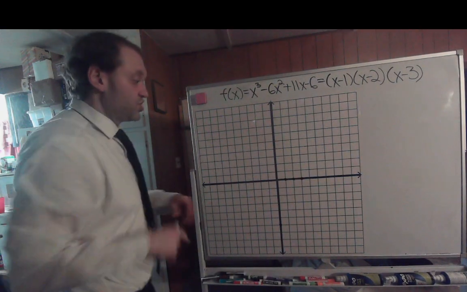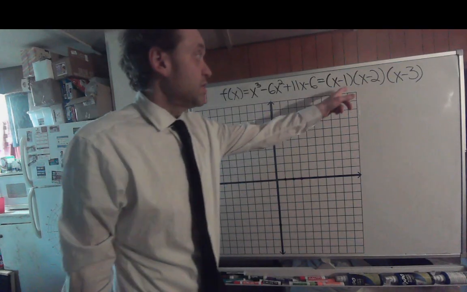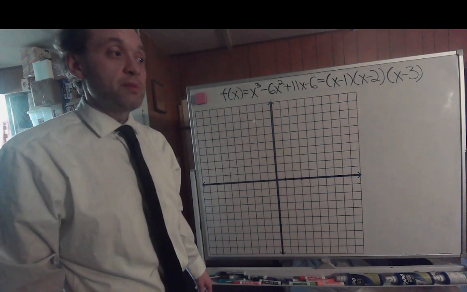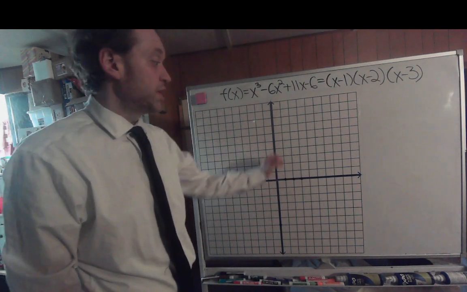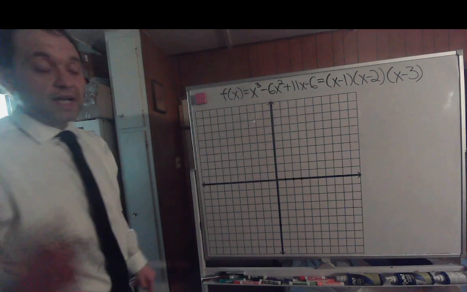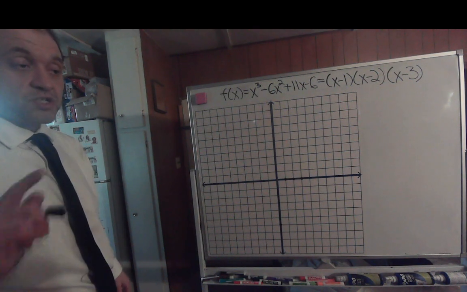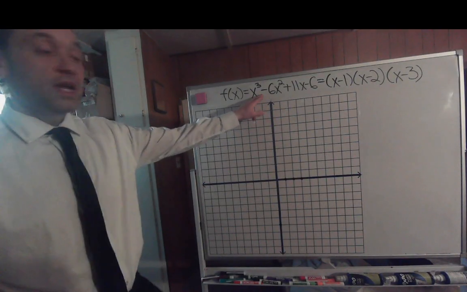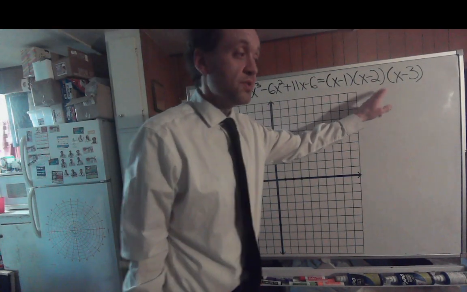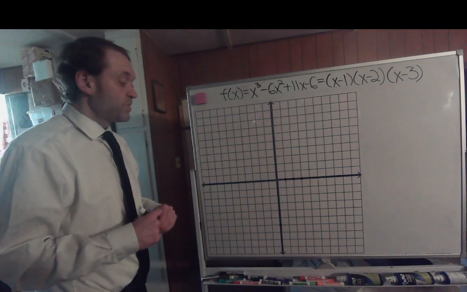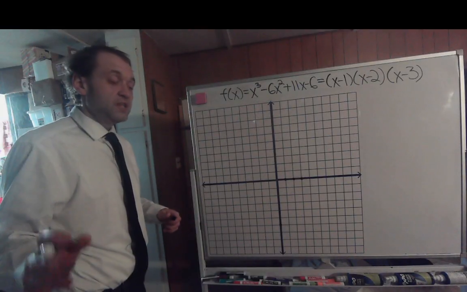Let's establish the x-intercept behavior. Each of these factors is raised to the first power, right? To an odd power. So that means the curve will fully cross the x-axis at those points. And last but not least, let's talk about the turning points. The degree of the polynomial is three, and all three zeros are real zeros. That means there will be exactly two turning points. So now we can proceed to draw this.